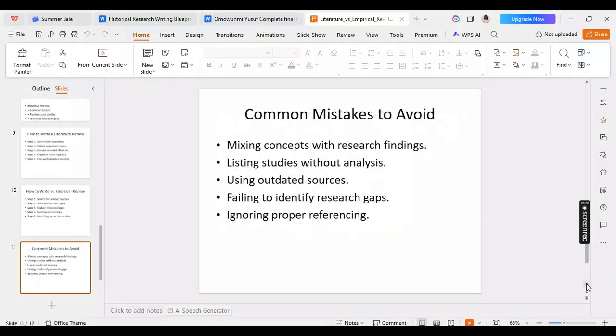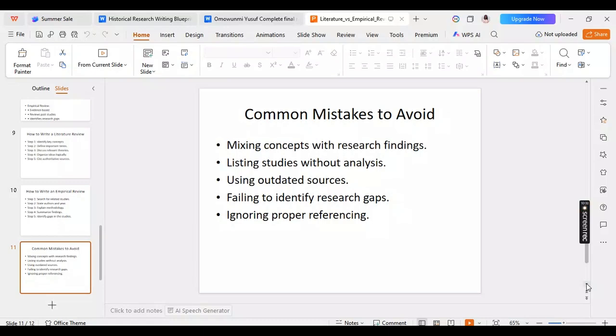Common mistakes to avoid. Mixing concept with research findings. Yes, you need to avoid that. That is literature review. Listing studies without analysis, just saying, this one said, this one said, without properly analyzing it, probably going in depth into it. There are some people that will say they reviewed a book, but they bring just 5 lines out of that book. No, that's not possible. If you are reviewing a book over 30 pages, there's no way you should get more than 5 paragraphs of what the author said. One talking on concept, another analyzing the method used, another the findings, and they are all properly structured.